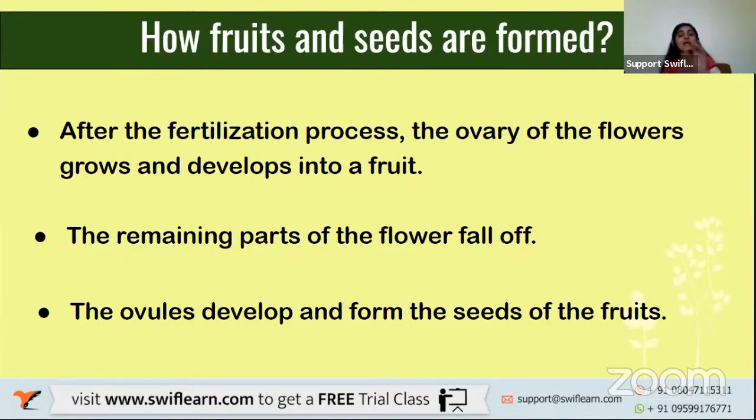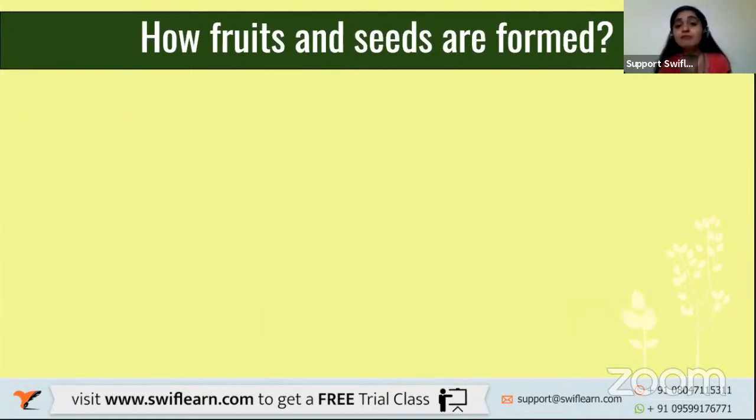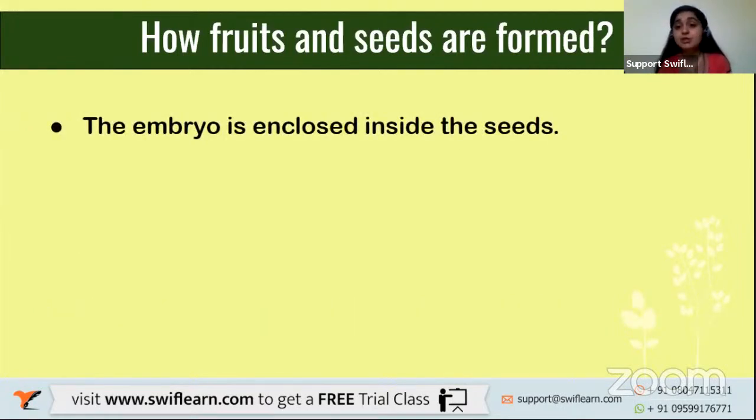And if you have seen, there is a fruit in front of you, but whenever you cut a fruit, there are different kinds of seeds coming. Some are big, some are small, some are very, very small. Every kind of seed you find in all the fruits or flowers you eat or you see around yourself, right? Now, moving further, the embryo is enclosed inside the seeds.